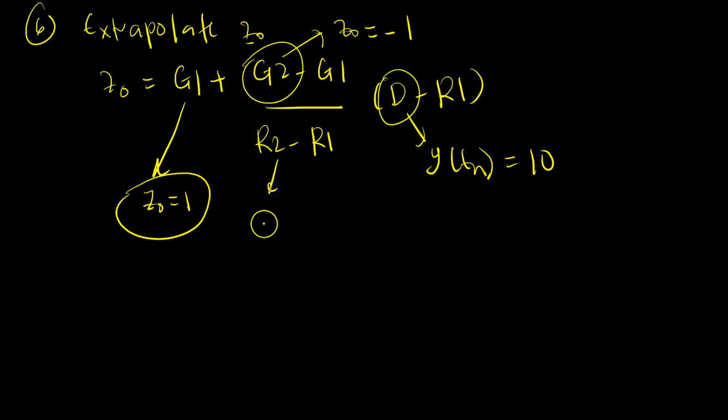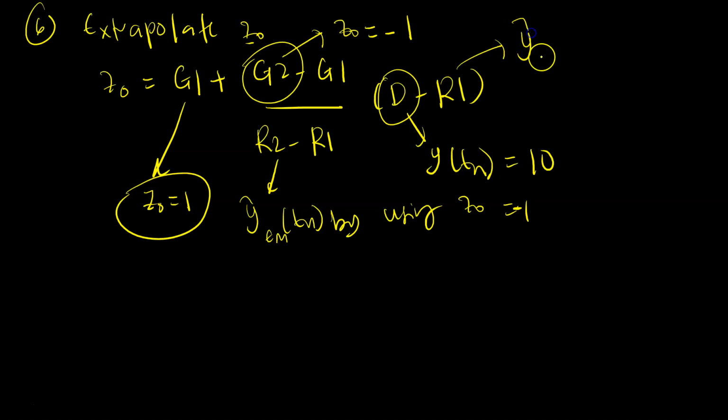And then R2 is what we compute at the endpoint using this G2. It means y by Euler method at Tn, using z0 equal to 1 and z0 equal to -1. This is R2, so it is using the second z0. And then R1 here means the y that we approximate using Euler method at the endpoint by using z0 equal to 1. So this is just an example.